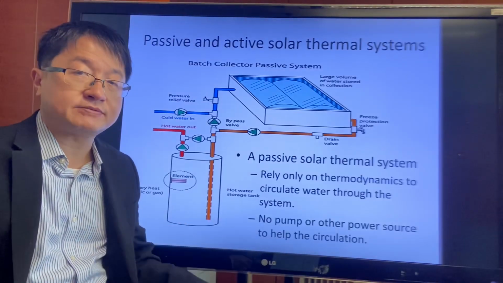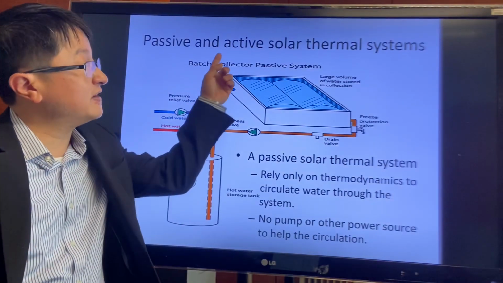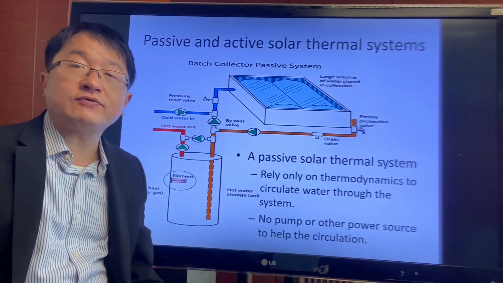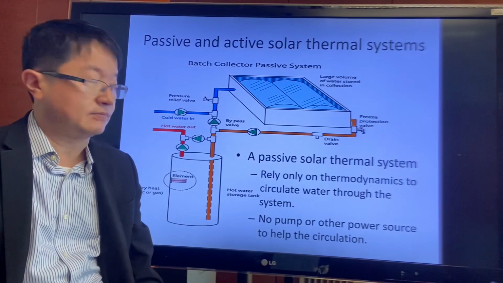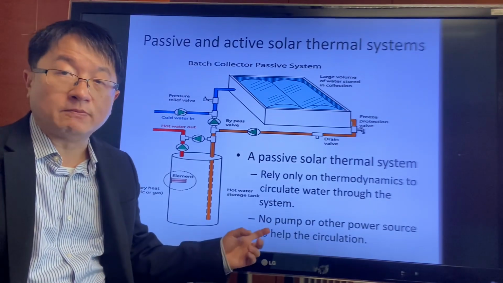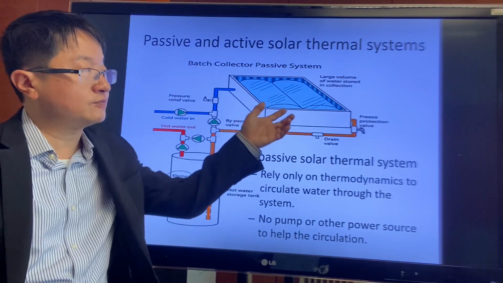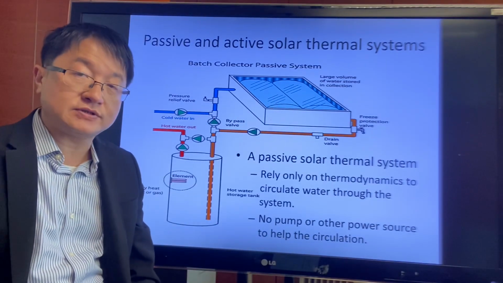There are two types of solar thermal system, the passive and active type. Passive type means that it only relies on thermodynamics to circulate the water through the system, and no water pump is required. The flow of hot water in this tank depends on the convective heat flow.